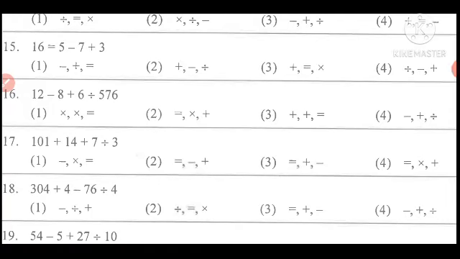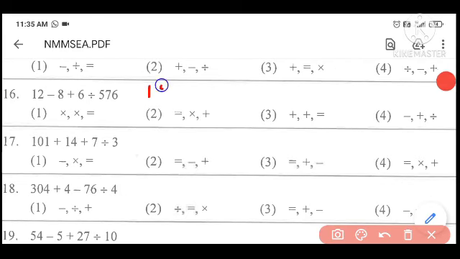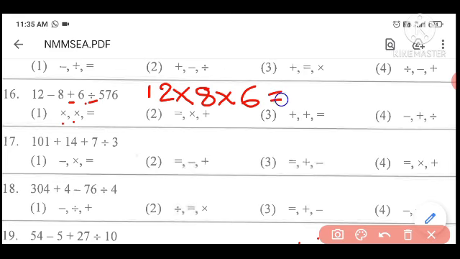12 minus 8 plus 6 divided by 576. Here let us check with the first option whether the question is right or wrong. 12, in the place of minus we substitute into 8, in the place of plus we substitute into 6, in the place of divided by we substitute is equal to 576.